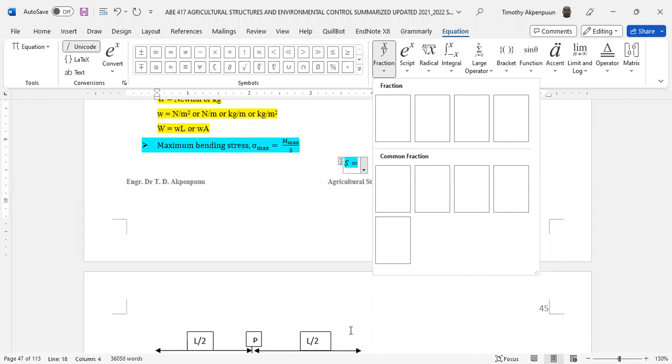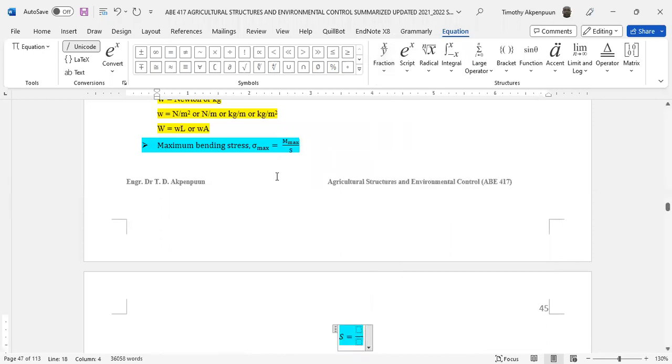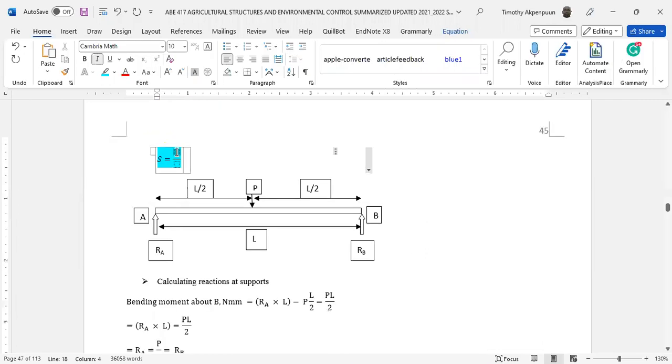Sir, we thought this section modulus is Z. I told you before now that section modulus is either S or Z. Okay, what's the equation? S is equal to what? Maximum moment over, the M max is the maximum moment.